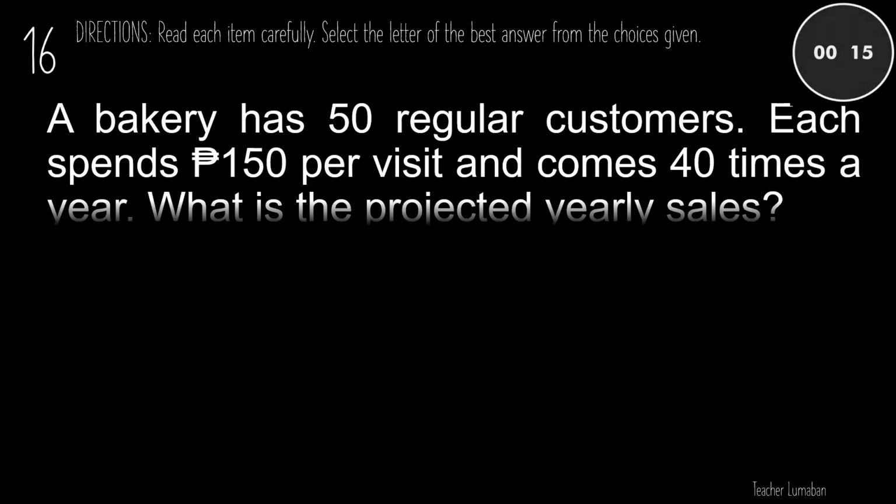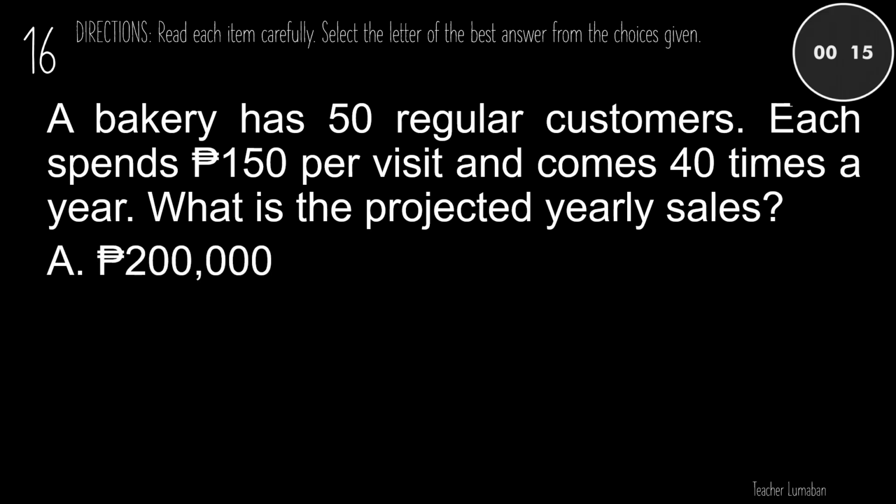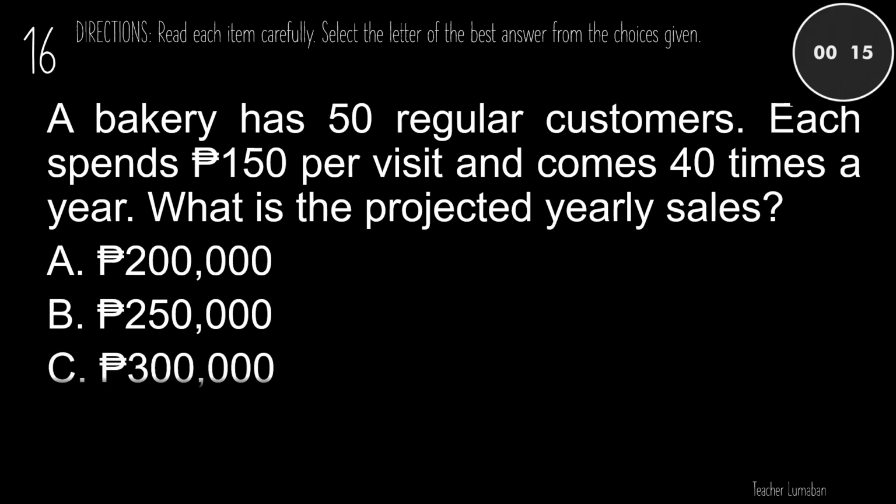A bakery has 50 regular customers. Each spends 150 Cuban pesos per visit and comes 40 times a year. What is the projected yearly sales? A. 200,000 Cuban pesos. B. 250,000 Cuban pesos. C. 300,000 Cuban pesos. D. 350,000 Cuban pesos.